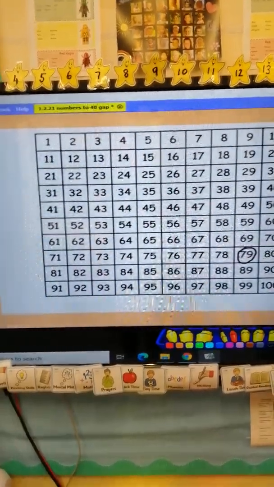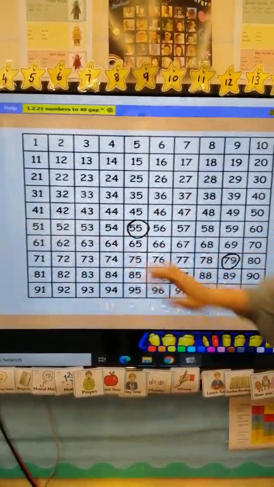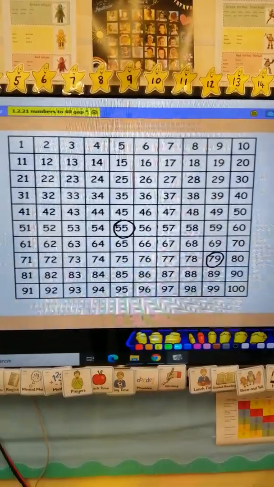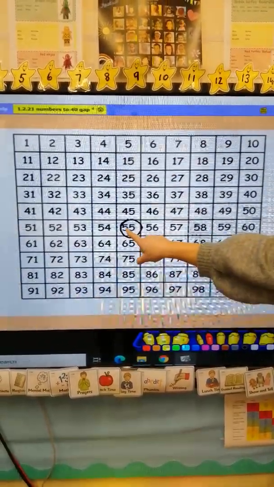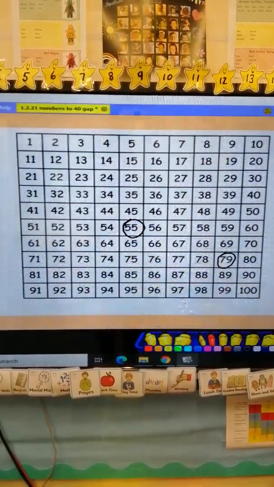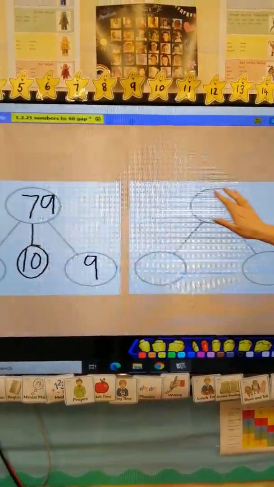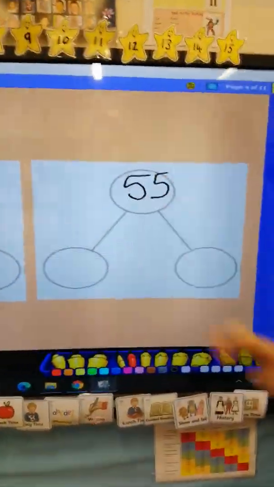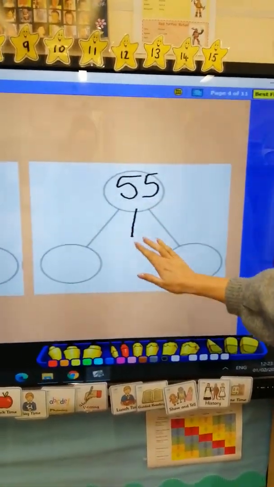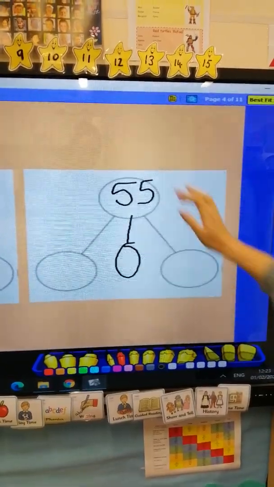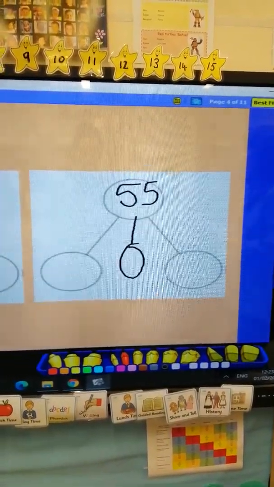That's right, 55. It'll be in the fives column. It's going to be here. 55. What is 55 made up of? 55 is made up of 5 tens and 5 ones. Who can represent that on your part whole? Have a go. If you want to add another part, so you've got a part whole, then have a go.